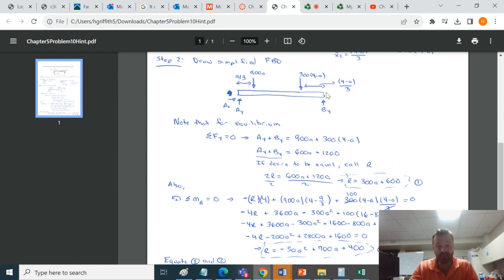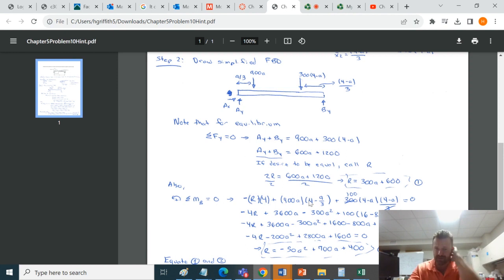The 900A, what is its perpendicular distance? How far is it away from B? Well, it's the entire beam length, which is 4, minus this A over 3, which is how far away the centroid is from the A location. So I have 4 minus A over 3, that's my perpendicular distance, times 900A. For this concentrated force, its magnitude is 300 times quantity, 4 minus A, and the perpendicular distance is just the direct centroid that we computed above, 4 minus A divided by 3. If we do some arithmetic here, the factor of 3 cancels with 300, gives us 100.